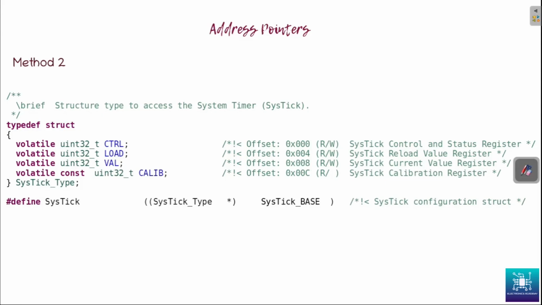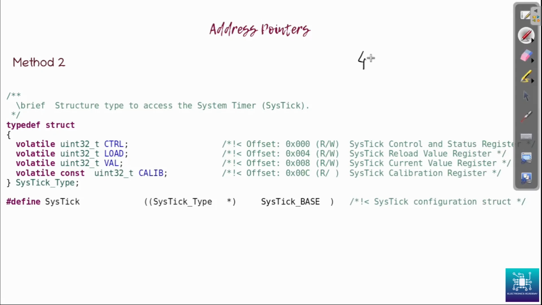Now let us look at method 2 of accessing hardware, and we spoke about it. It is through structures. So this is taking the same set of registers that we saw, that is the SysTick registers. We again have the same 4 registers: control, load, value, and calibration. Say the control register is at an offset 0, the load register at an offset 4, the value register at an offset 8, and the calibration register at an offset 12. So it's the same set of registers.